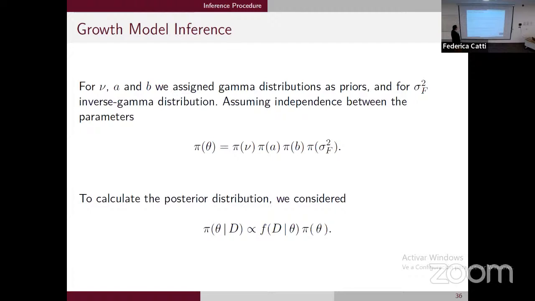Nu, A and B are positive quantities, so we assign a gamma distribution as prior for them. And for the scale parameter, we assign an inverse gamma distribution. Assuming independence between the parameters, the joint prior distribution is equal to the product of the marginal priors. By the Bayes theorem, the posterior distribution is proportional to the product between the likelihood and the joint prior distribution. We use this expression to generate values from the posterior distribution via MCMC.